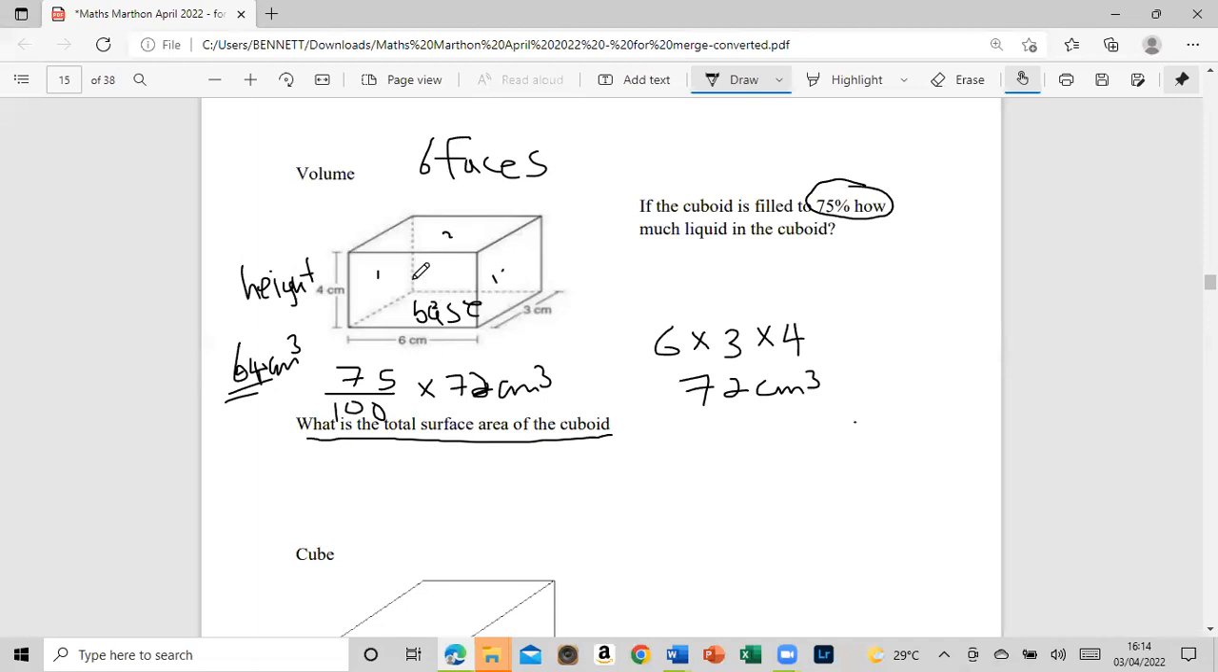The front and back would have the same thing. So the front one would be what? 24. 6 by 4. And we have 2 of them, right? And then the side one, this is a 3. If this is a 4, this would be what? 4 also. So we have 4 by 3, and we have 2 of those. And then the top or the base, we can use the base 6 by 3.